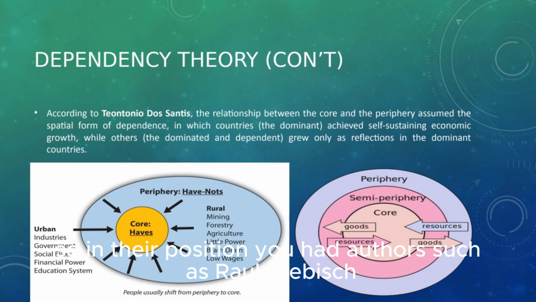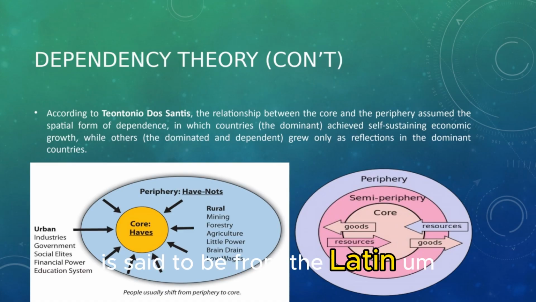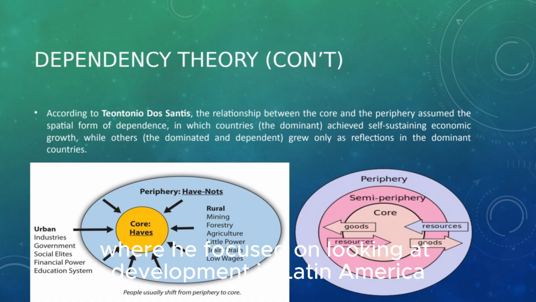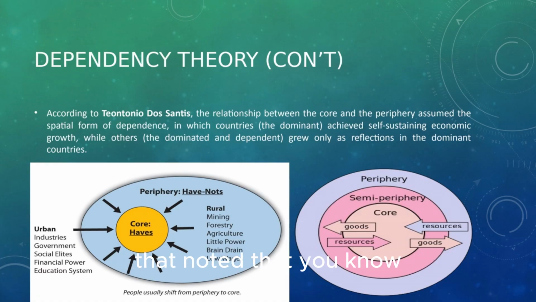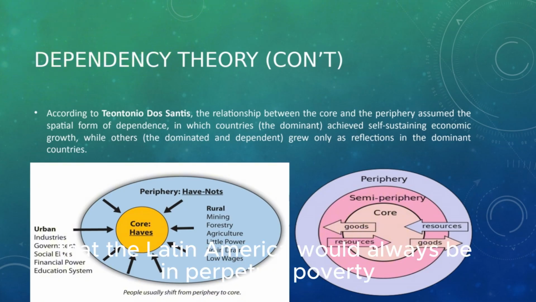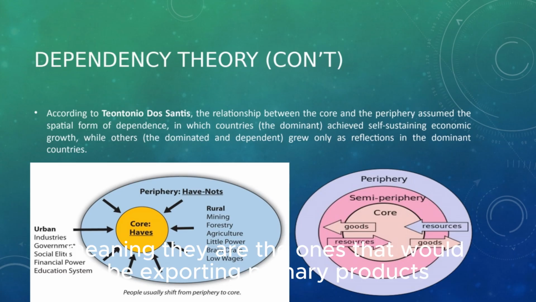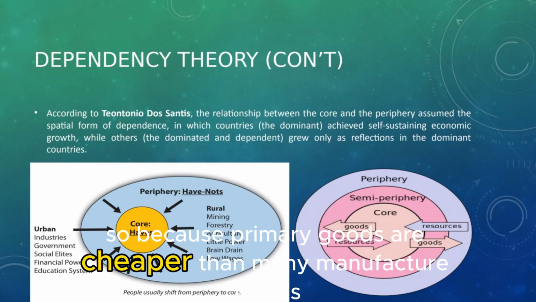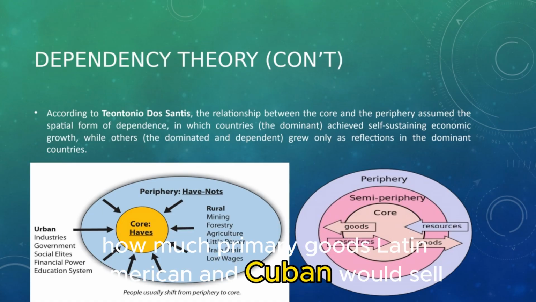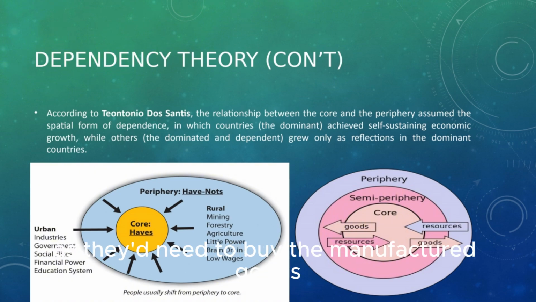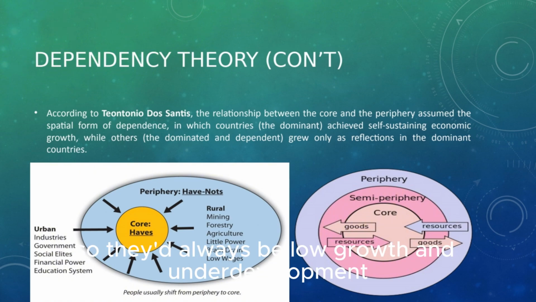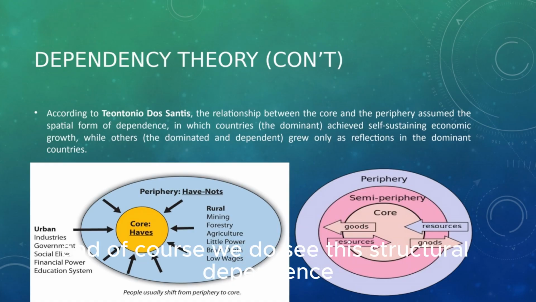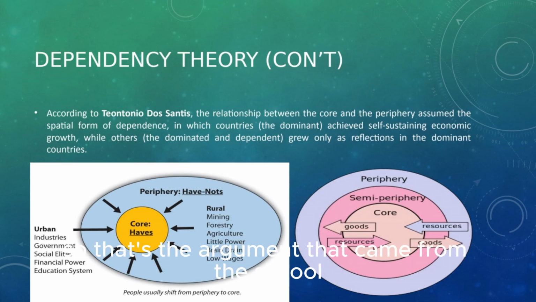In their position, you had authors such as Raul Prebisch, who is said to be from the Latin Dependencia school, where he focused on looking at development in Latin America. And then we had Andre Gunder Frank, who noted that when you look at the terms of trade, Latin America would always be in perpetual poverty, meaning they're the ones exporting primary products and importing manufactured goods from the global north that are more expensive. Because primary goods are cheaper than manufactured goods, no matter how much primary goods Latin America and the Caribbean sell, they'd never make the amount of money they need to buy the manufactured goods. So there'd always be low growth and underdevelopment. And of course, we do see the structural dependence because of how the world economy is developed. So that's the argument that came from the school.